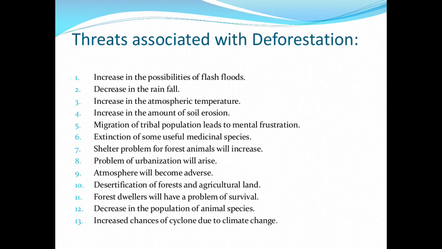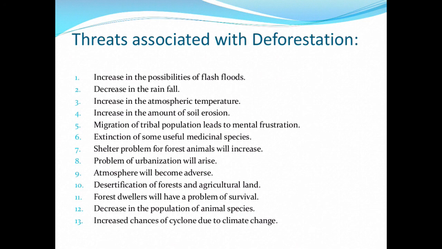Increase in the amount of soil erosion. If you have trees, the trees hold the soil tightly with their roots. If you don't have trees, obviously if you have any floods or erosion or air blows, the soil on the topmost layer gets washed off. And then it leads to soil erosion.